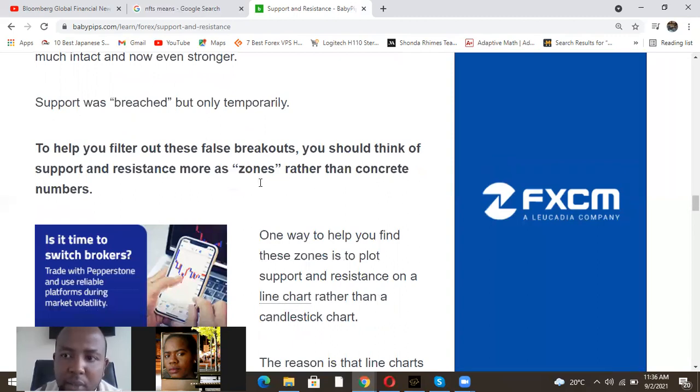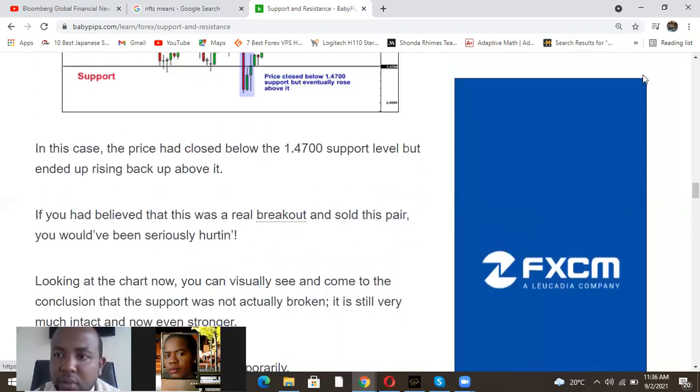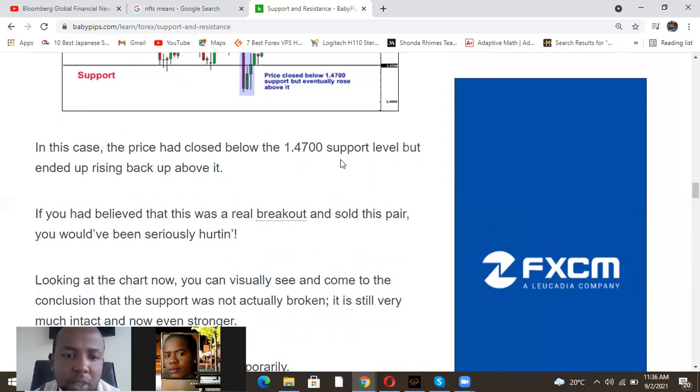Give me a minute. I'm having so many ads here. Okay, let's just keep going.